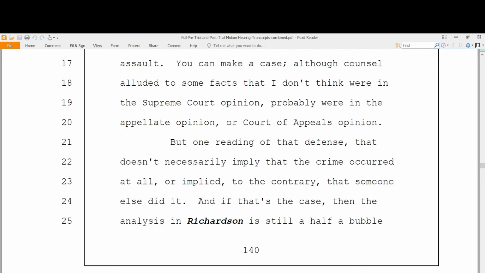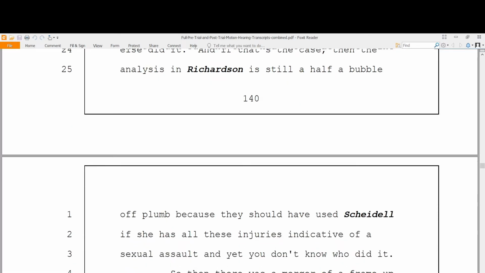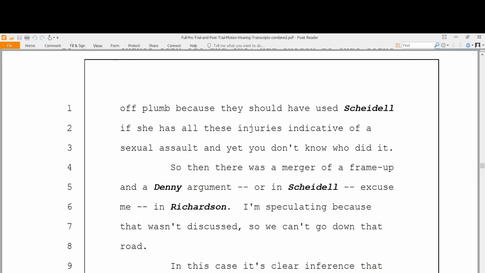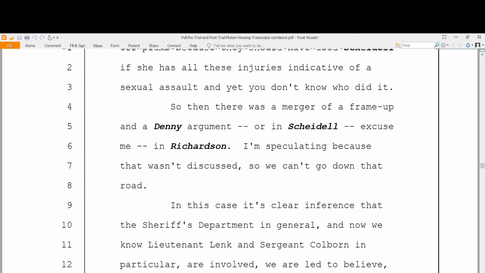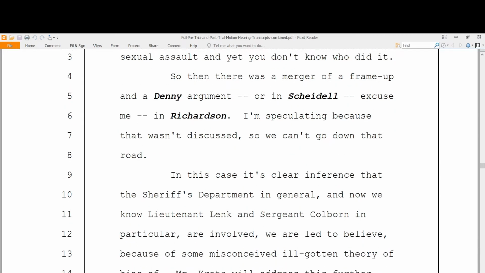And if that's the case, then the analysis in Richardson is still half a bubble off plumb, because they should have used Scheidel if she has all these injuries indicative of a sexual assault, and yet you don't know who did it. So then there was a merger of the frame-up and a Denny argument, or a Scheidel, in Richardson. I'm speculating because that wasn't discussed, so we can't go down that road.